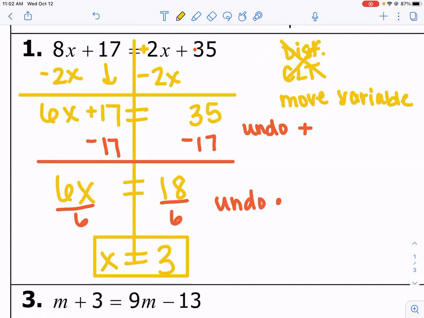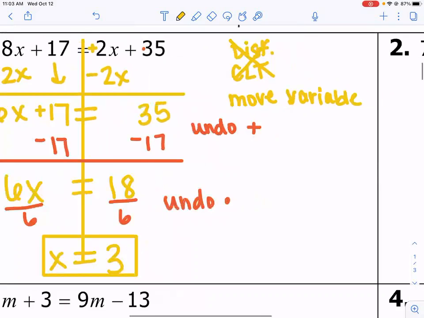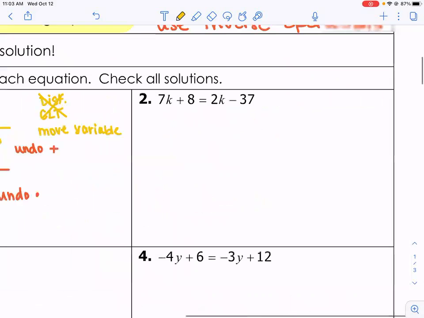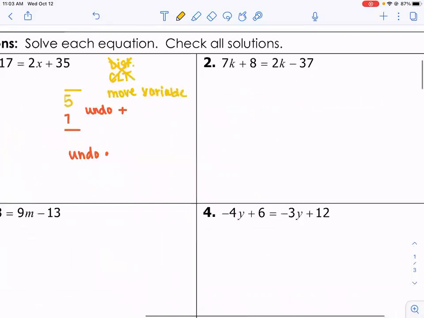Okay, so let's just kind of review what we did. We had a variable term on both the right and the left side. So we took the variable term on the right side and we're going to use addition or subtraction to get it over to the left. Since it was a positive 2x, we subtracted 2x to both sides. Then from there, we had a two-step equation, just like we did last week. All right. Let's go ahead and look at number 2.